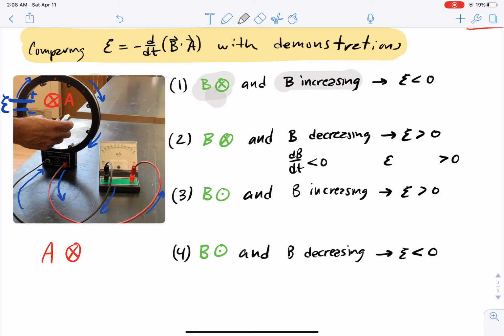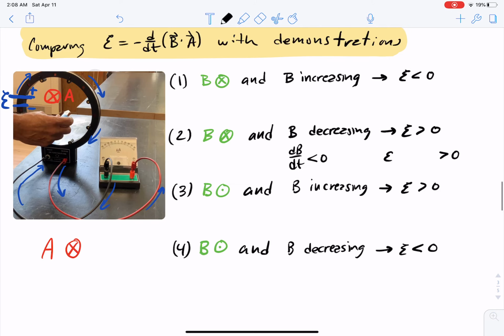and we're getting closer, so the field was increasing. Okay, so this is the first demonstration we did. Now, in this case, the field and the area are in the same direction. So B dotted into A is just the product. They're two vectors in the same direction. If you take their dot product, it's just their two magnitudes. Now, if B is increasing, then we know that the rate of change of B is positive.